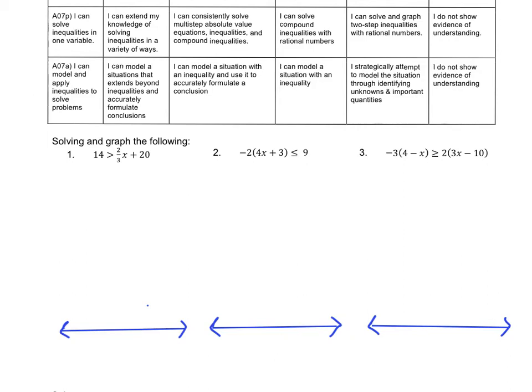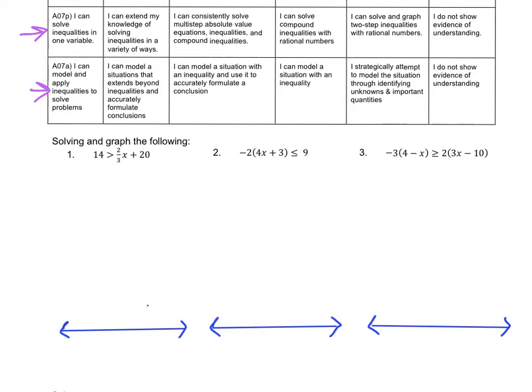For Chapter 7 summative, we're going to go over the review today. Notice you have two learning targets. The first one, AO7P, is I can solve inequalities. So that's the actual solving of the compound inequalities and multi-step inequalities as well as absolute value. AO7A is your application part, so I can model and apply inequality story problems. So those are the last three problems on here.